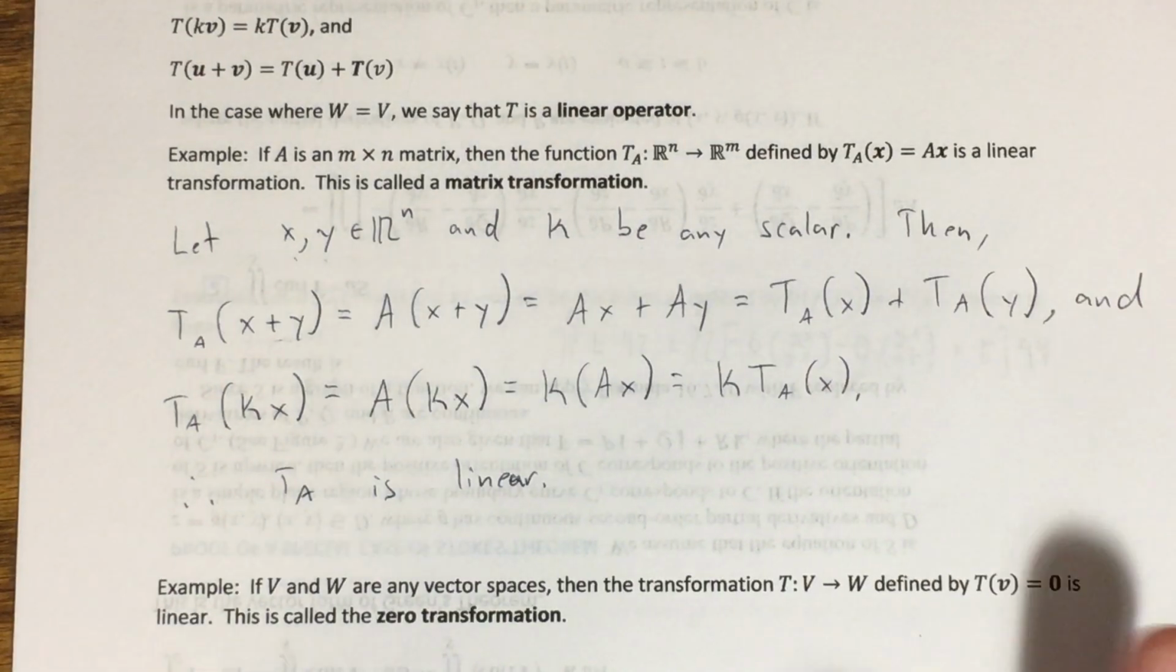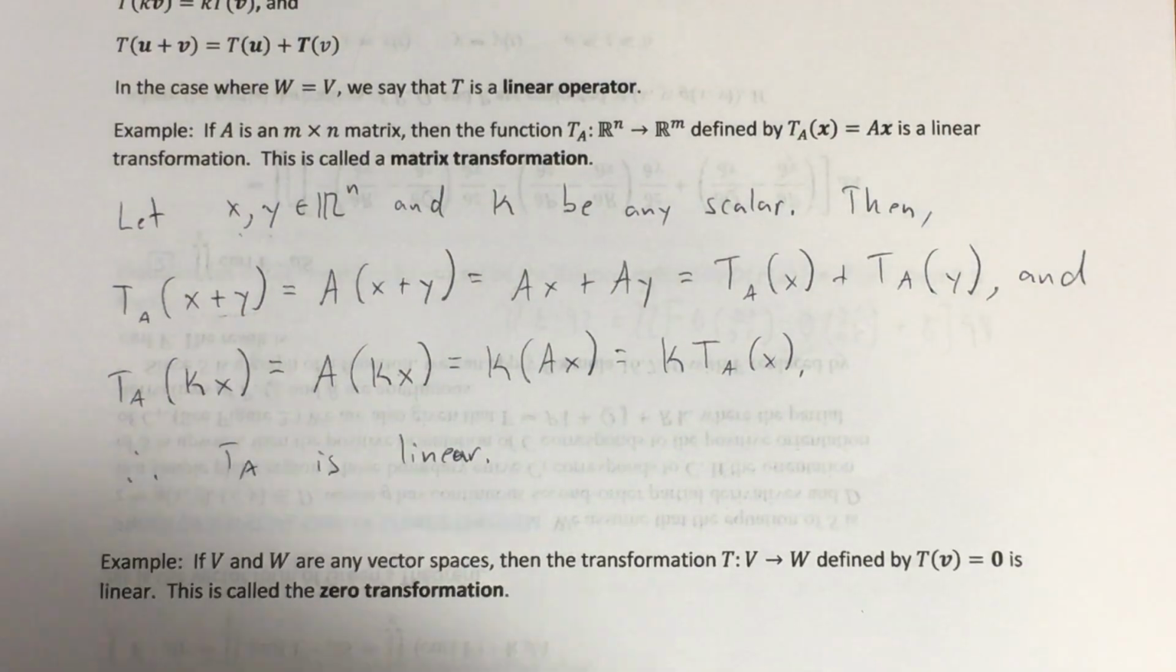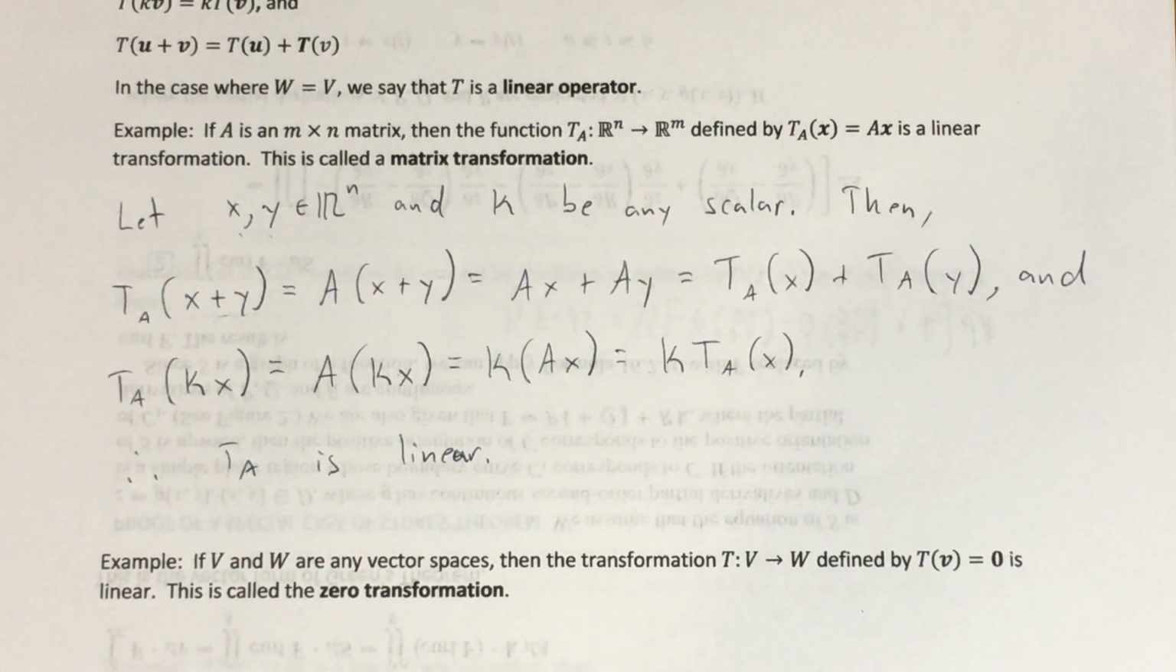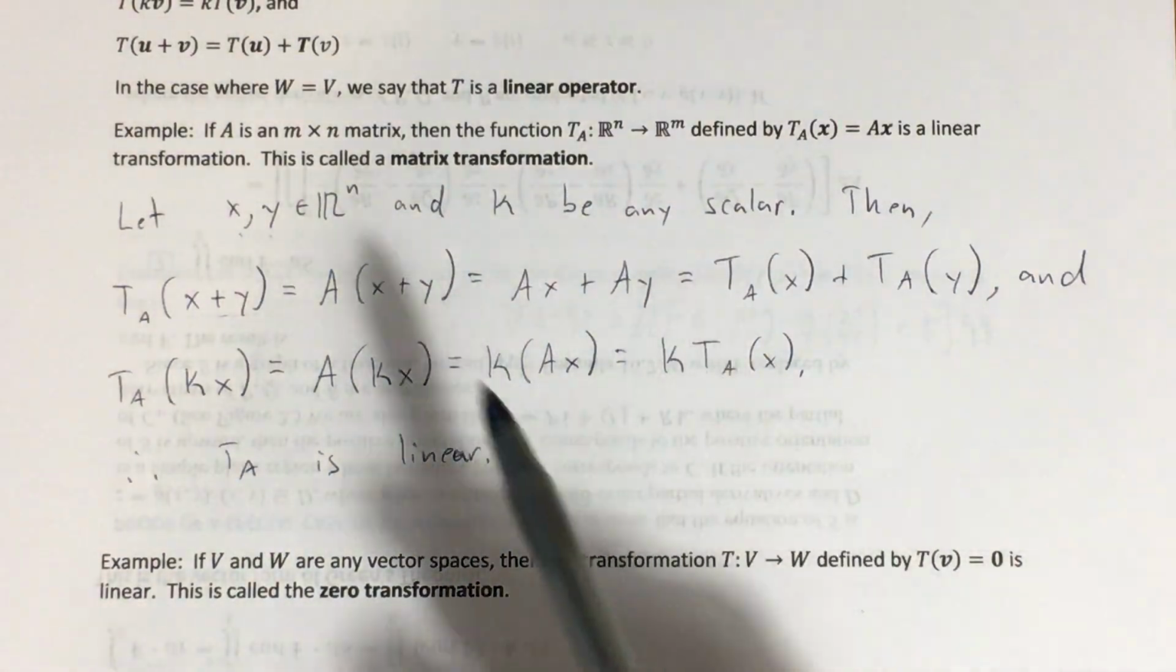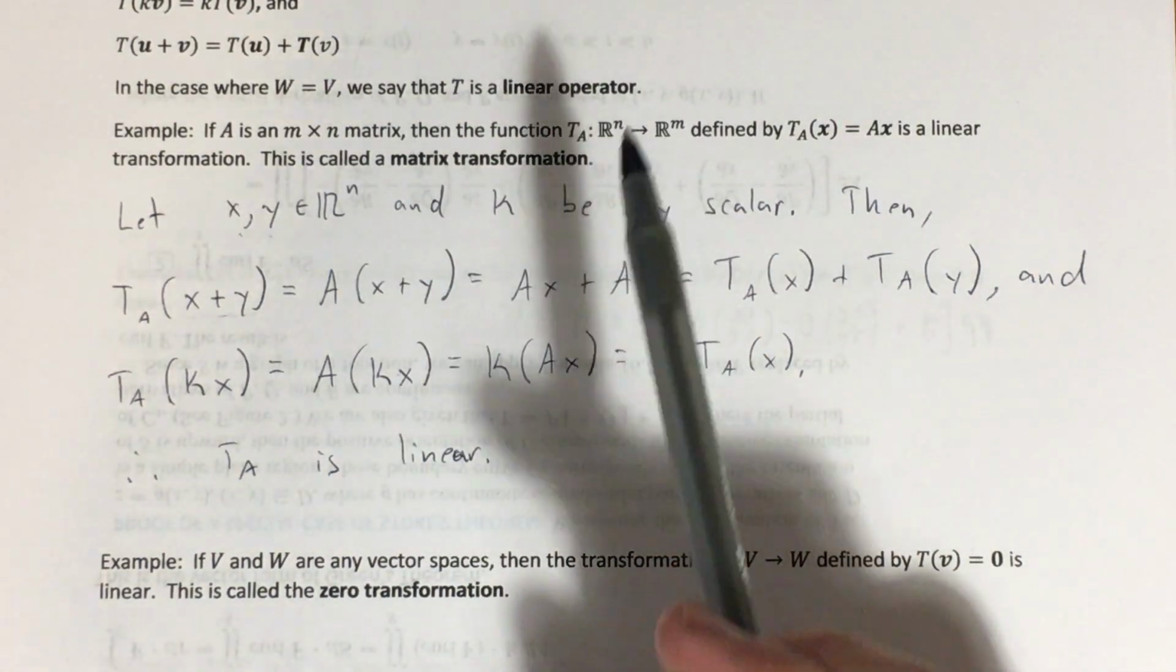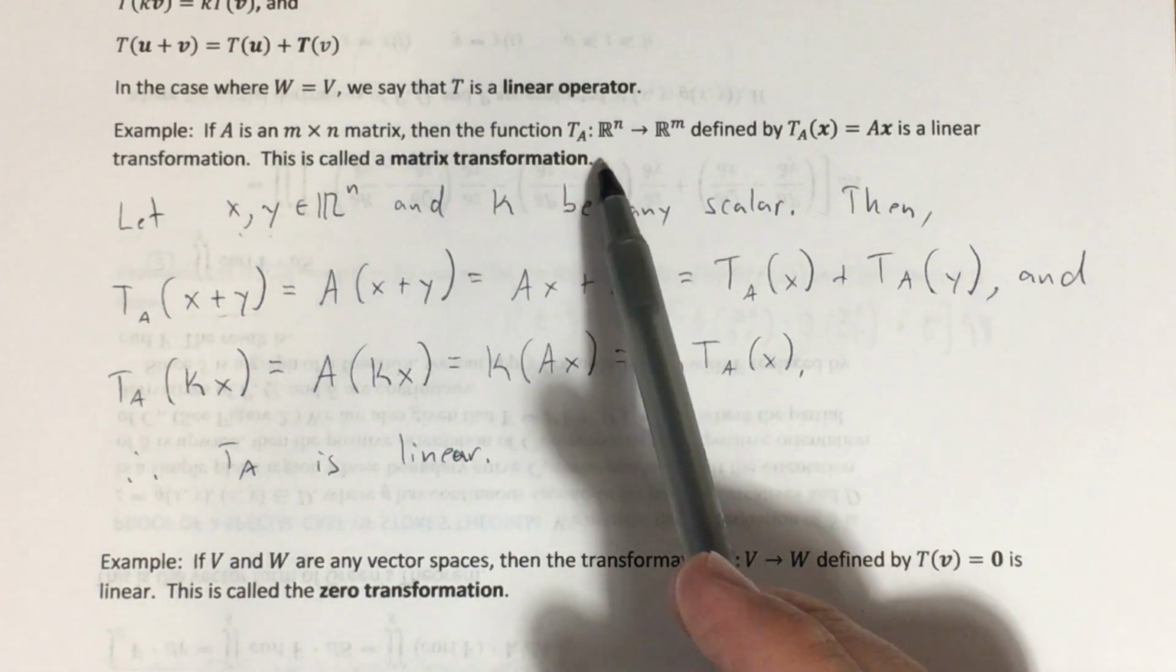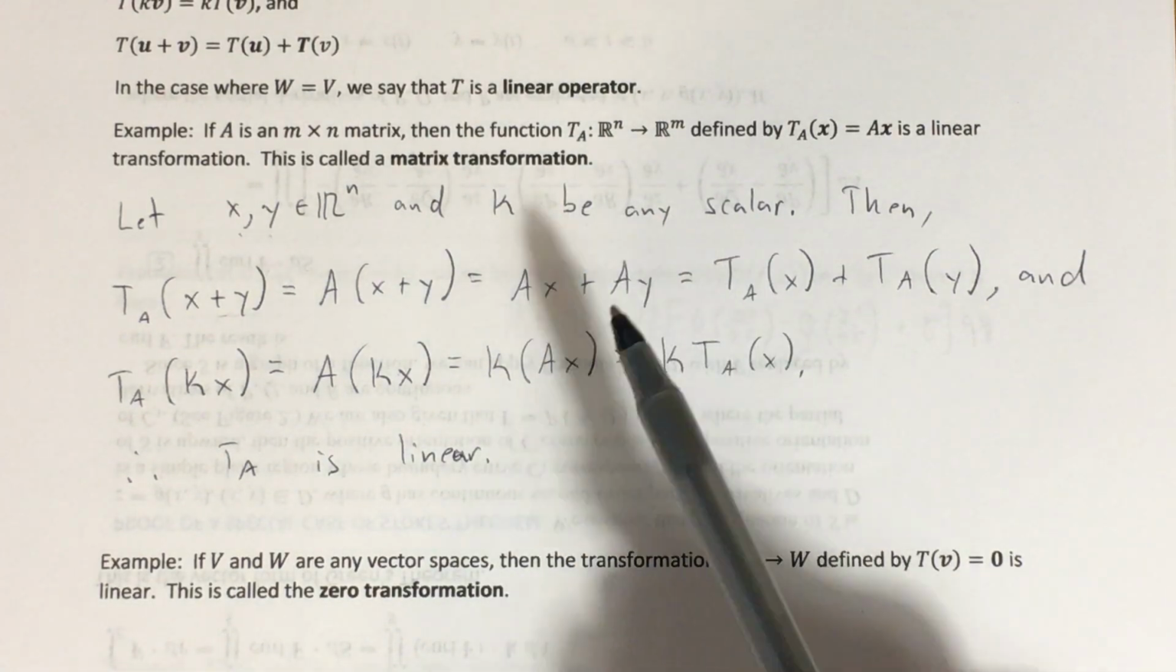Now, I put this example first because, again, in section 8.1, we talk about matrix transformations in depth. But as we're going to see as we progress through chapter 8, every linear transformation, every single linear transformation, regardless of what these vector spaces are, as long as they're finite dimensional, that's kind of the one condition that needs to be in place there.